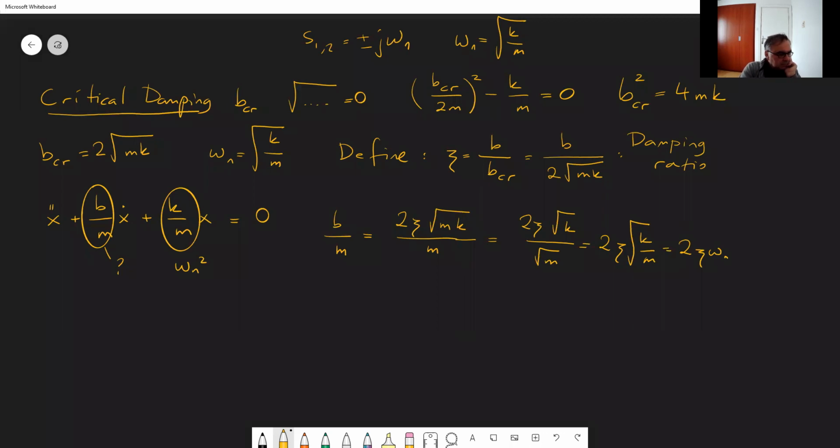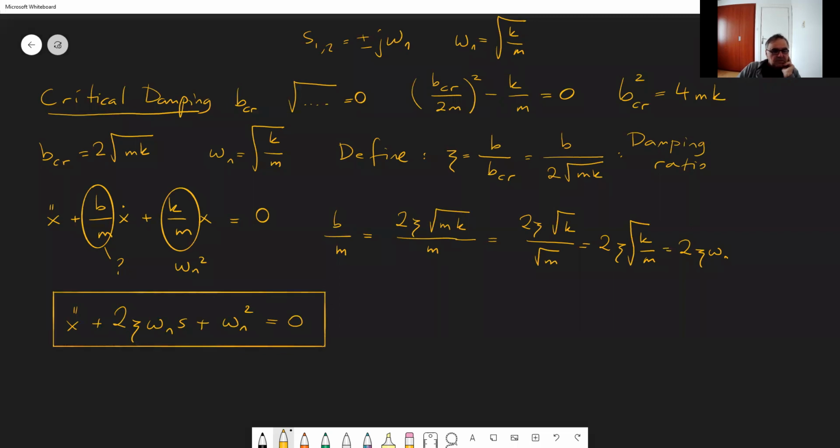So our equation of motion can be written as x double dot plus 2 zeta omega n x dot plus omega n squared x equals 0. Instead of using b over m and k over m, we can use the following equation. This is much more convenient. Zeta is the damping ratio and it is dimensionless. That's the nice thing about zeta.